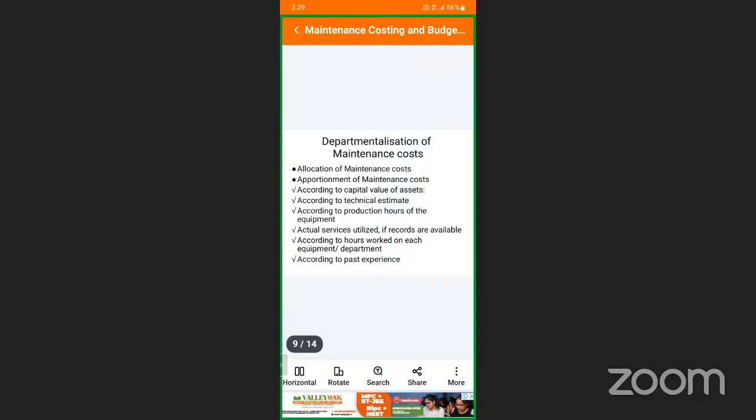This is the departmentalization of maintenance costs. If you take the example of Hindustan Lever, they have different products or different departments. So the total maintenance cost of the company, how do they divide it amongst the different products? This is what this step talks about. So how do you allocate? Here departmentalization can be done in two steps. One is allocation, then apportionment.